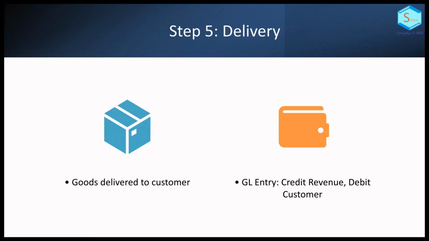Next step is delivery. Here delivery refers to the actual handover of goods to the customers at the agreed shipping address. At this point the company records revenue and the customer becomes financially liable. So the entry will be revenue is credited and customer receivable is debited in the general ledger. This means the company has now legally earned the revenue and expects payment from the customers.